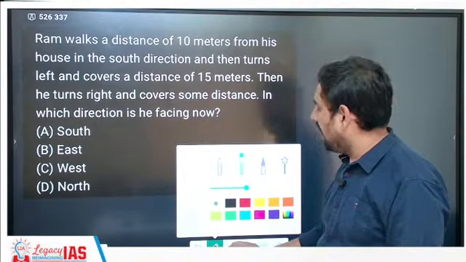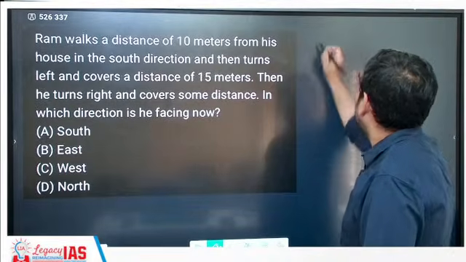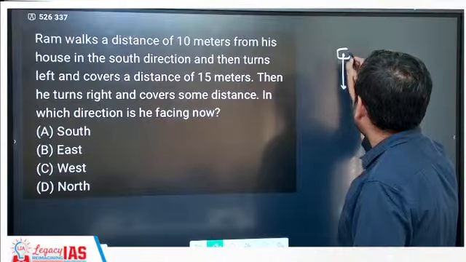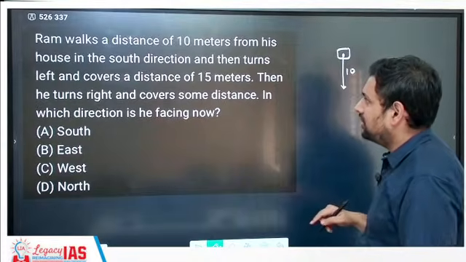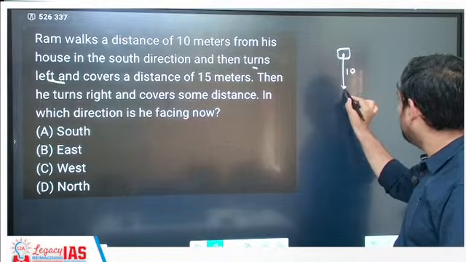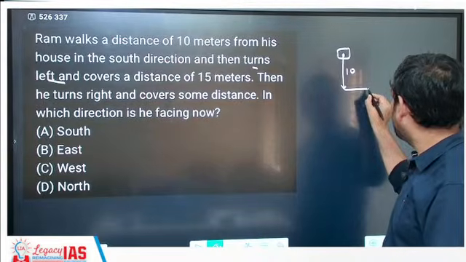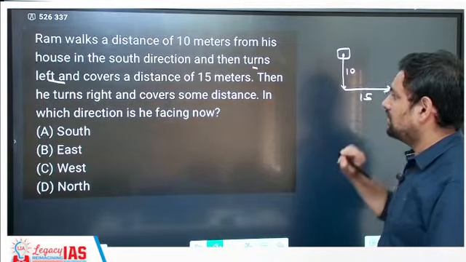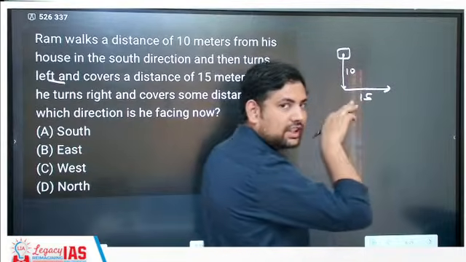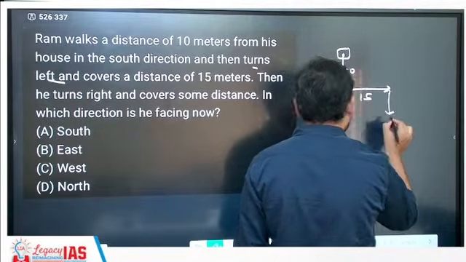So how will you do this? Fairly simple. Ram walks 10 meters from his house towards the south direction. So this is 10 meters. Now this is his house. Then he turns left. You understand how you make left? You always make an L with your left hand. He moves left and covers a distance of 15 meters. Then he turns right and covers some distance. Right is what? If I am going east, this is my right, correct? So I move like this.